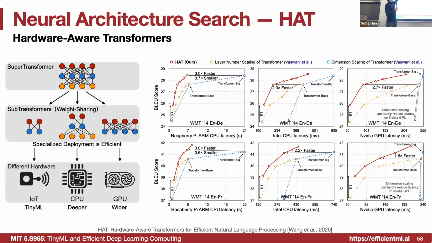So again, using a super transformer, a once-for-all transformer, we can get different sub-transformers and deploy a smaller one for the IoT, a larger one for the GPU. And here we are fully aware of the characteristics of the underlying hardware so that we can design customized and specialized transformers for different hardware platforms.